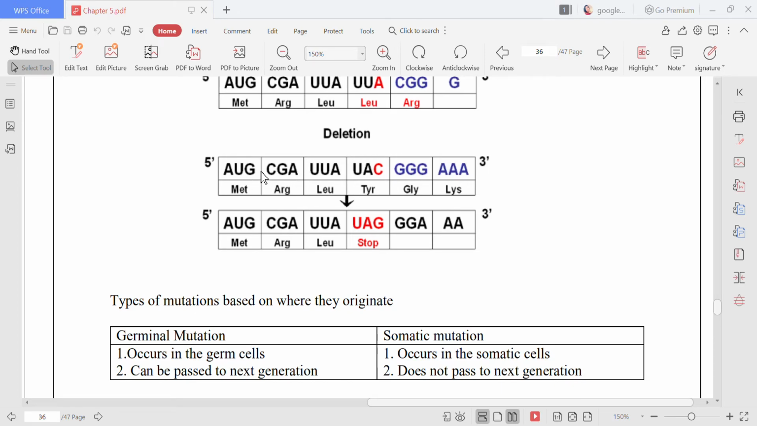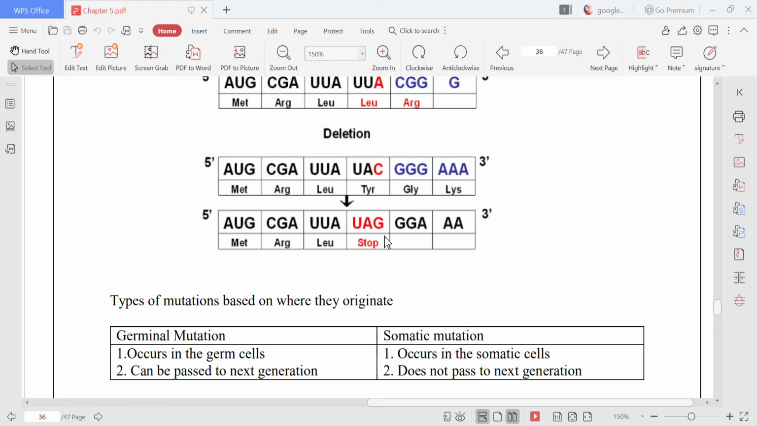You see, AUG was going on, CGA was similar, UAA was similar. Suddenly here, UAC, now what happened? UAG was here because C got deleted. So because C got deleted, my coding became U, A and G. Now UAG is a genetic code which says stop. This is a stop codon.